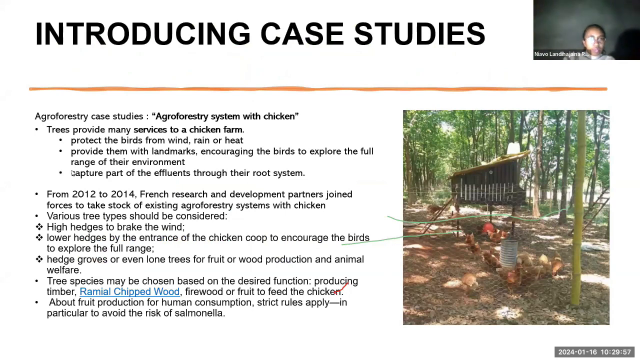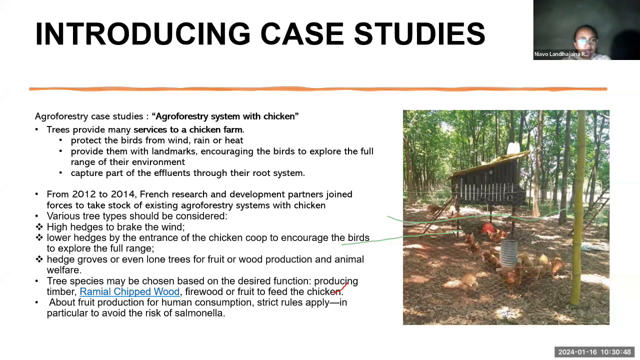Let's see an example of a case study of an agroforestry system with a chicken farm. You can see in the picture that there are some chickens and some trees around the land. So trees provide many services to the chicken farm, especially to protect the chickens from wind, rain, and heat, to provide them with landmarks, encouraging the birds to explore the full range of their environment, and to capture parts of the effluent through their root system.